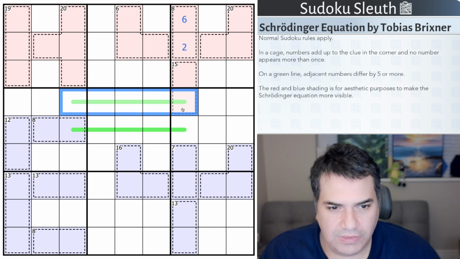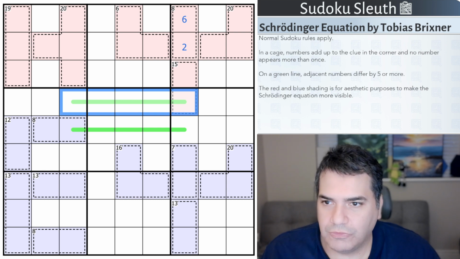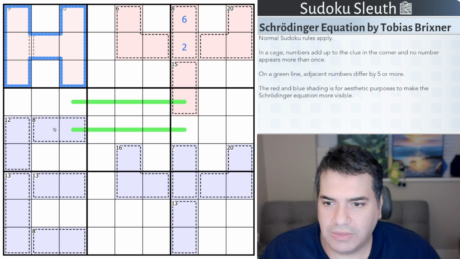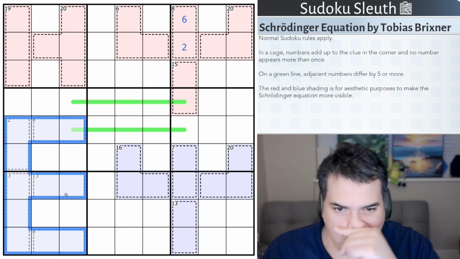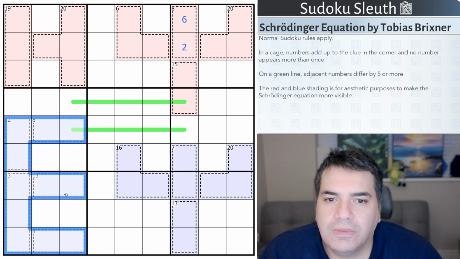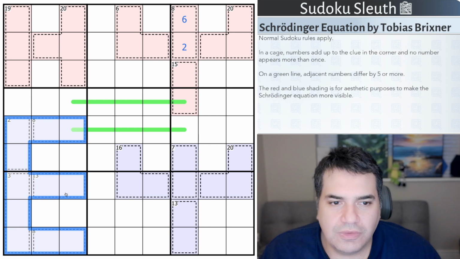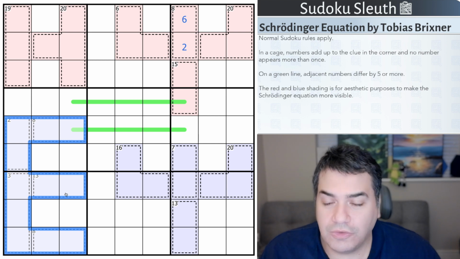Lastly but not least, the red and blue shading is for aesthetic purposes to make the Schrödinger equation more visible. So the fact that this is red and that this is blue has no semblance on it. Okay, no impact. So, only thing left to say is, it is Schrödinger equation. There are no Schrödinger cells. There should be a unique solution. It'd be very ironic if Tobias actually gave us a non-unique puzzle, though.